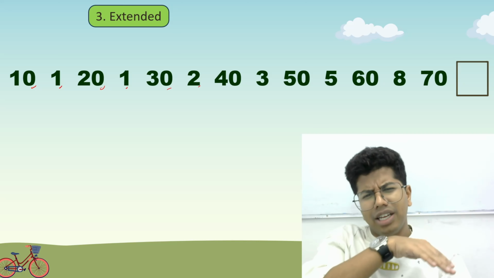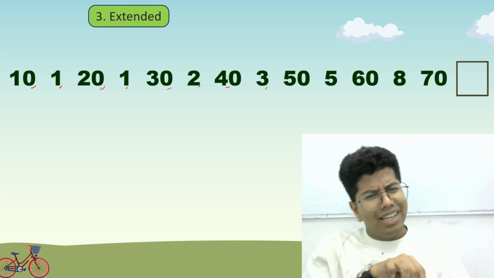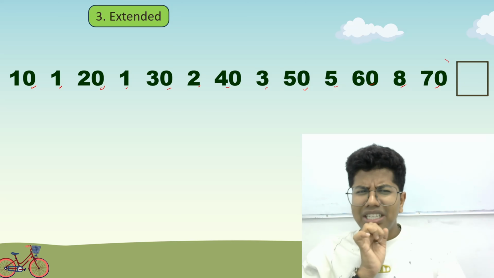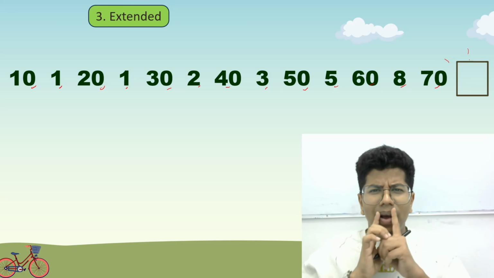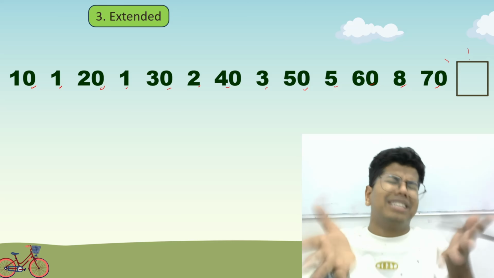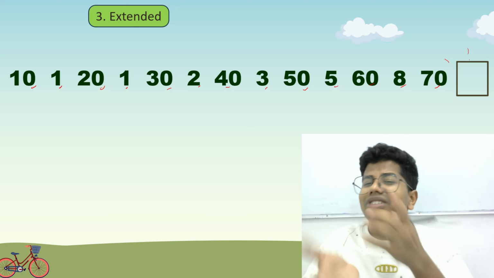Then 40. Then 3. Then 15. Then 5. Then 60. Then 8, then 70. The question is asking me what is the next number. First of all, are the numbers repeated? Of course not. All the numbers are different. Then is the change the same?